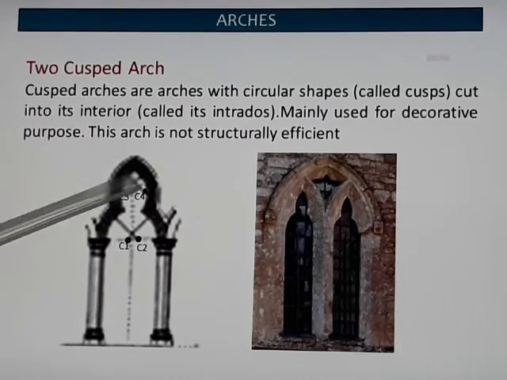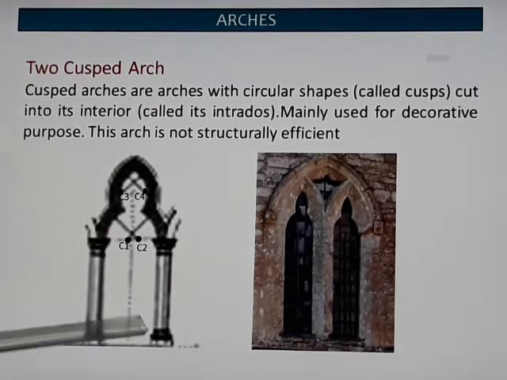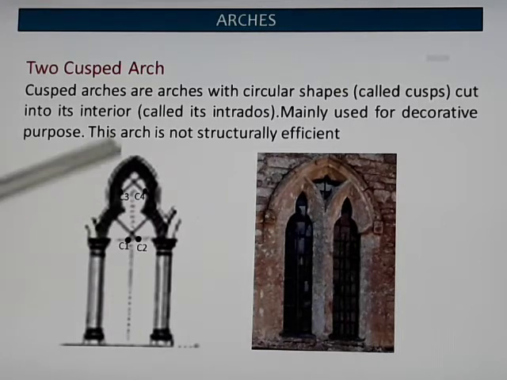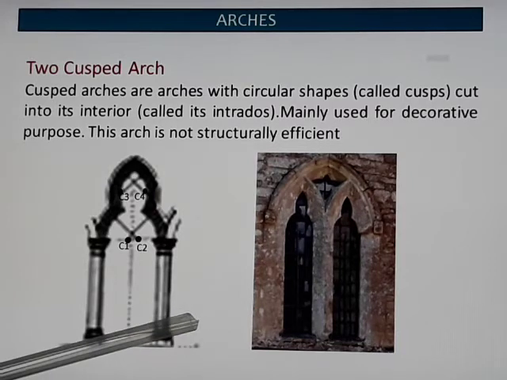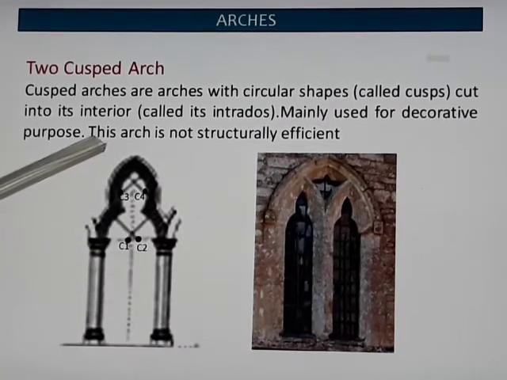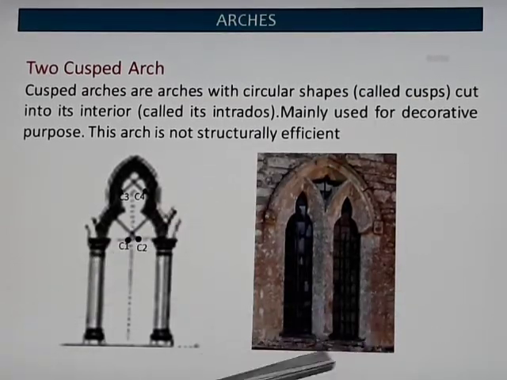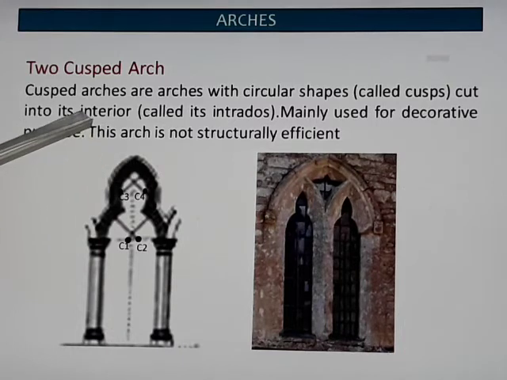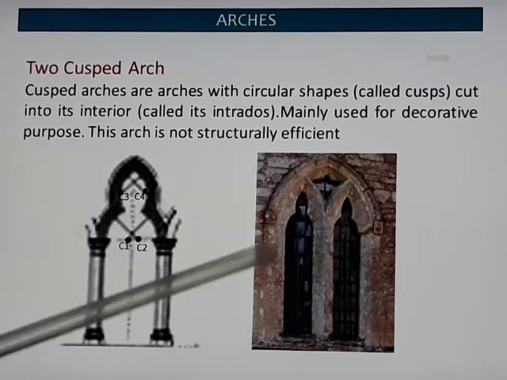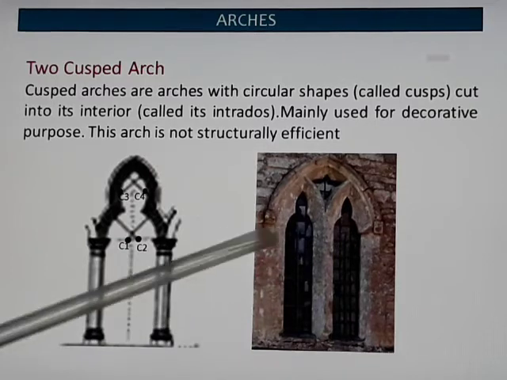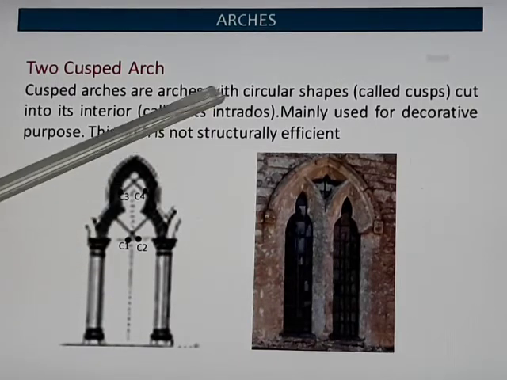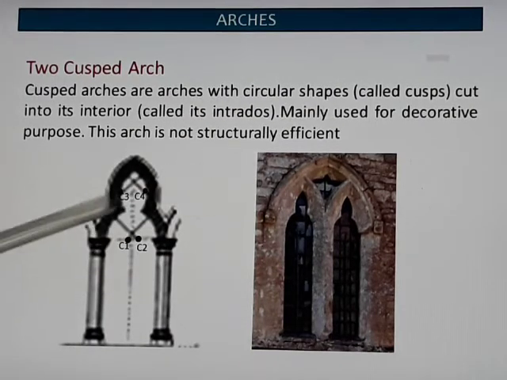Now moving on, the two-cusped arch. This is something different, since it again comprises four centers, so it falls under the four-centered arch as far as construction is considered. But this arch is not sufficiently structurally efficient. That means it doesn't have the capacity to bear the weight of the structure above, so it is more decorative in nature. Here you can see what a cusp is. These are the circular shapes being formed.